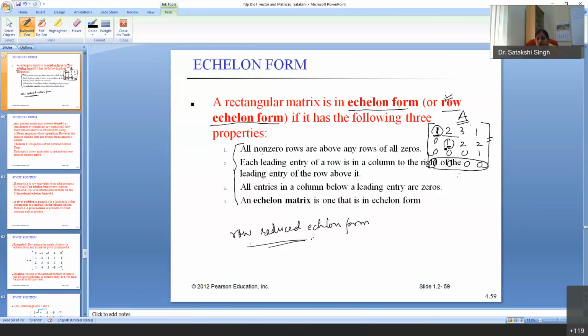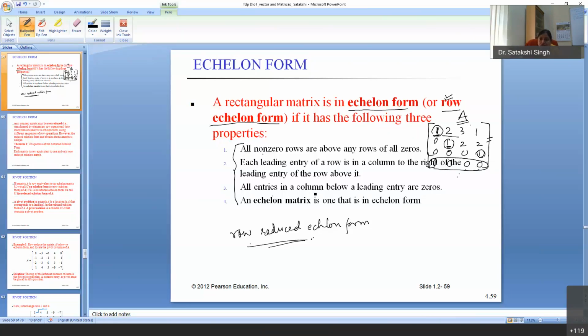Similarly, if we go to the third row, where is the leading entry of this row? After all the zeros, the first non-zero element is called the leading entry. So in this third row, the leading entry is to the right of the leading entry of its previous row. That is here. And if we go to the fourth, it does not have any leading entry because all the entries are zeros. So this is the last row here.